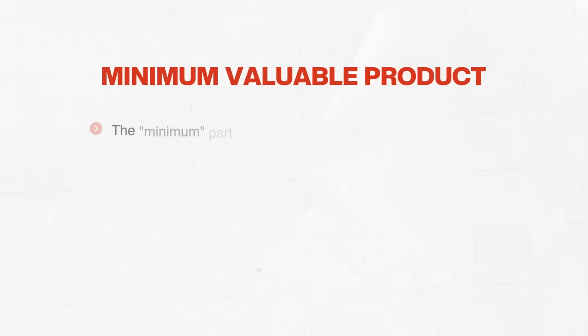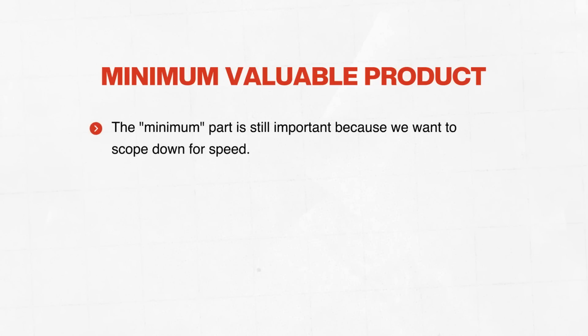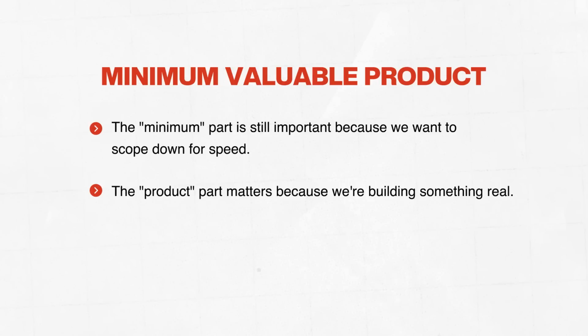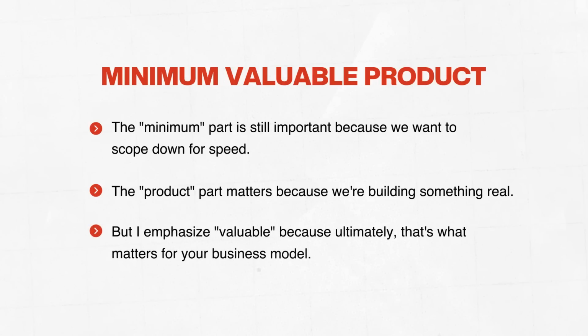The common denominator across all working business models is value. And so I repurposed MVP to simply mean minimum valuable product. And it's the smallest solution that creates, delivers, and captures monetizable value from your users and customers. The minimum part is still important because we want to scope down for speed. The product part matters because we are building something real, but I emphasize valuable because ultimately that's what matters for your business model.